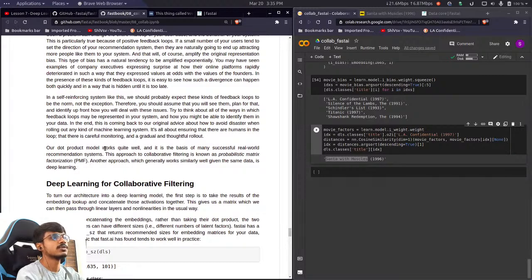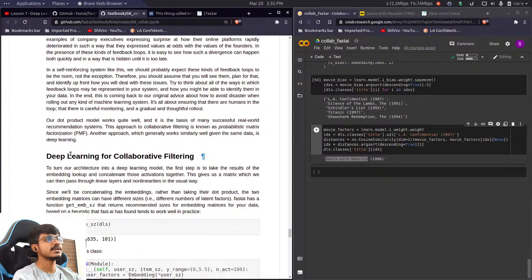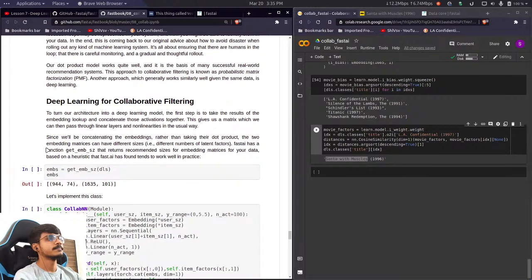A dot product model works quite well, and it is the basis of many successful real-world recommendation systems. This approach to collaborative filtering is known as probabilistic matrix factorization, PMF. Another approach which generally works similarly well given the same data is deep learning. So you can just use deep learning for collaborative filtering.